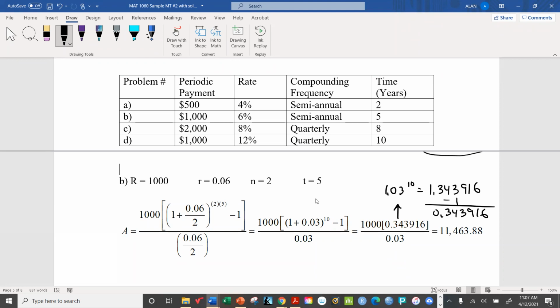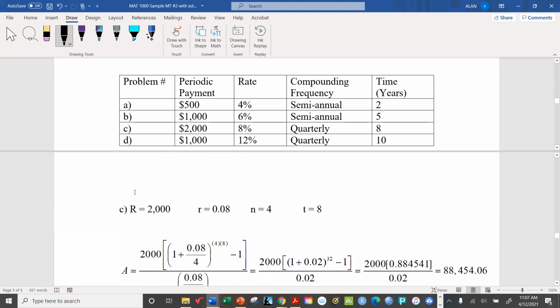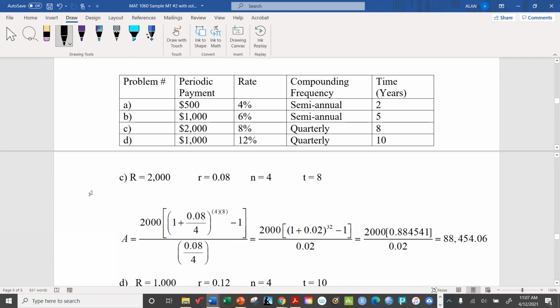All right, so I think we're ready for part C. Here we go. So we're told here that the principal is 2,000, not the principal, the repeated payment is 2,000. Interest rate is 8%. It's quarterly compounding. And finally, T equals 8 years.